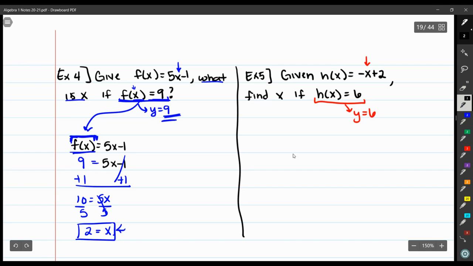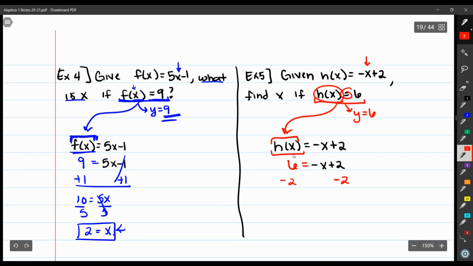So the original function, I'm going to write that down first. Here's the original function. H of x equals negative x plus 2. And I can replace this h of x here with a 6. This entire h of x goes away, and I get a 6 in its place, because those are equivalent to each other. They're equal. So 6 is equal to negative x plus 2. Then to find x, we simply solve for x. We're going to subtract 2 from both sides. So we get 4 equals negative x. Divide out the negative 1, and we get x is equal to negative 4. So we substituted a negative 4 to get a y value of 6.